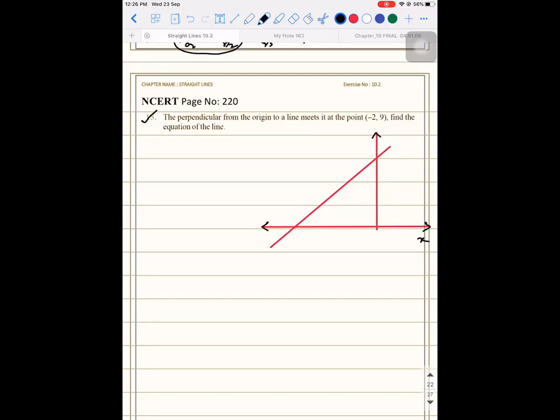So there is a perpendicular that is drawn from where? From the origin to this line. And where is it meeting? It is meeting at the point (-2, 9). Any doubt? Find the equation of the line. How to do it?